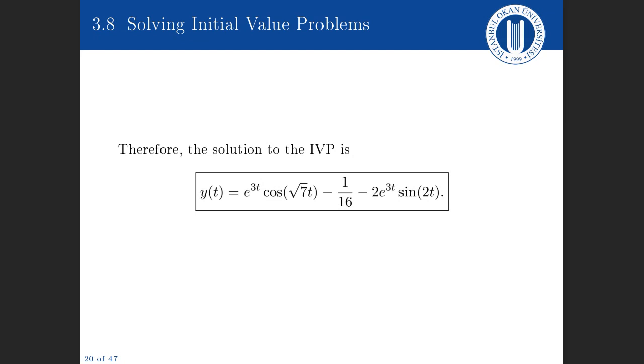Therefore, the solution to the initial value problem is going to be e^(3t) cos(√7 t) minus 1/16 minus 2e^(3t) sin(2t). Ask yourself if you could solve a problem like this in 20 or 30 minutes.